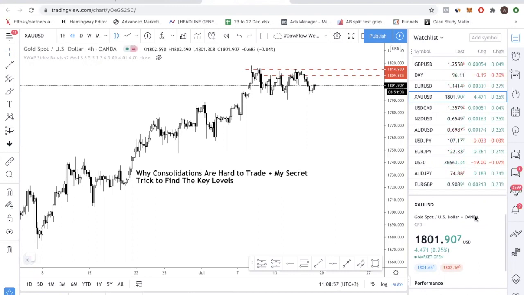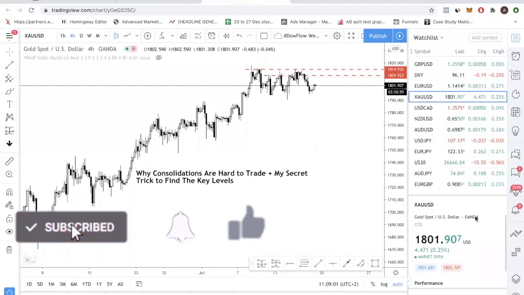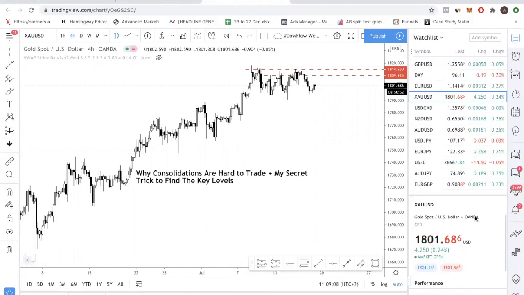So this week, the market has been very difficult to trade, because the market has been consolidating. Probably you're going to find it very frustrating, or chances are you would have lost a lot of money if you do not know how to find the key levels. So in today's video, I'm going to show you how to find the key levels using a live demonstration.